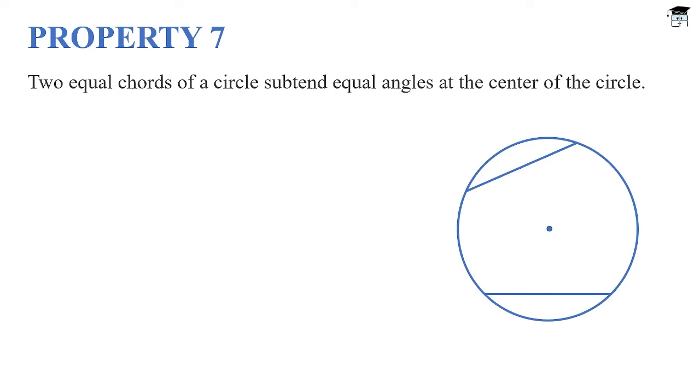So let's start with the seventh property. This property is related to chords. Now what does this property say? That two equal chords of a circle subtend equal angles at the center of the circle.